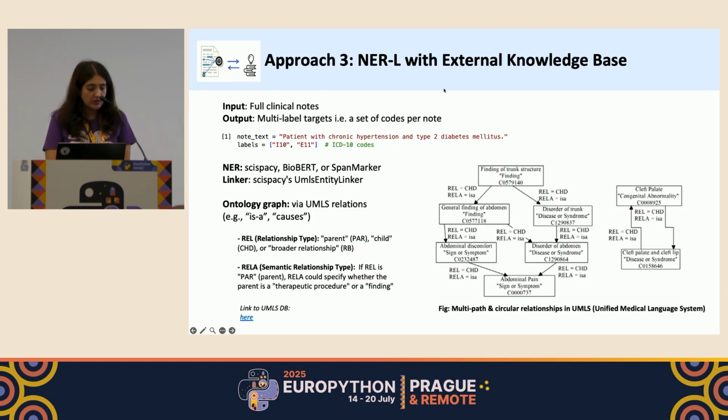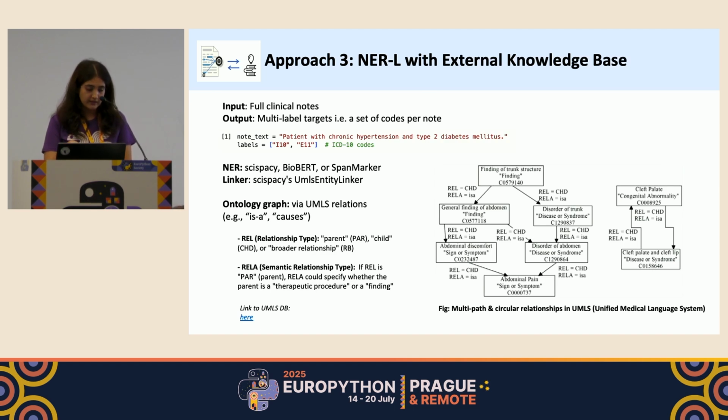Now coming to the third and the most complicated approach, NERL with external knowledge base. So here the input and the output again remain the same. You have NER, you have a linker. On top of it, you also have this ontology graph, which is basically trying to understand the relationships between different entities in the UMLS DB. So when I say a relation, there are multiple kinds of relations that exist in the UMLS, or any ontology for that matter. It could be an is-a relation, it could be a causes relation.